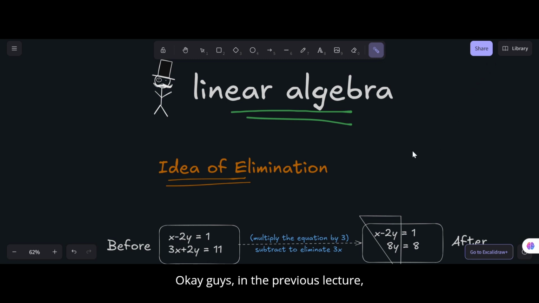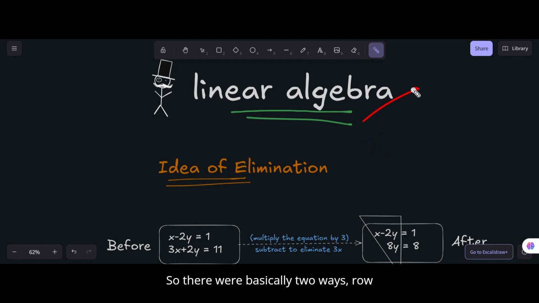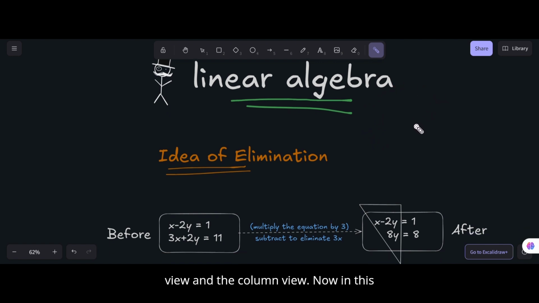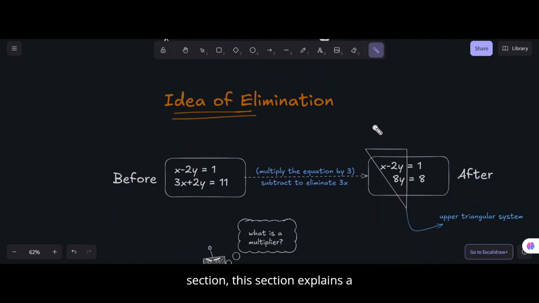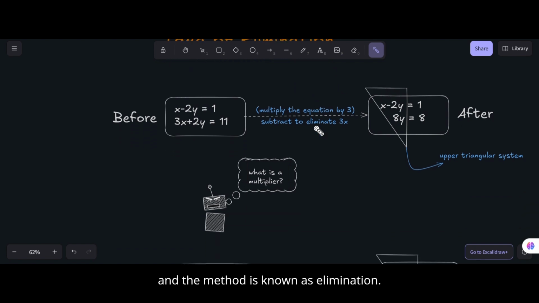Okay guys, in the previous lecture we studied how we can interpret our system of linear equations. There were basically two ways, the row view and the column view. Now this section explains a systematic way to solve a linear equation, and the method is known as elimination.